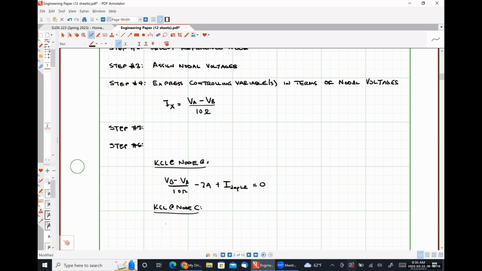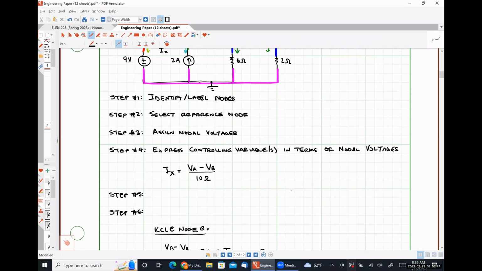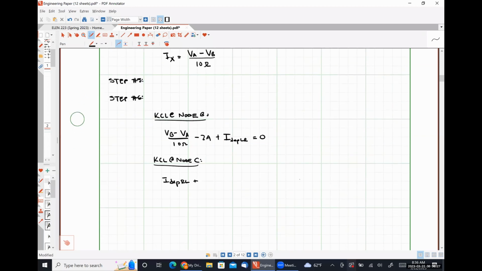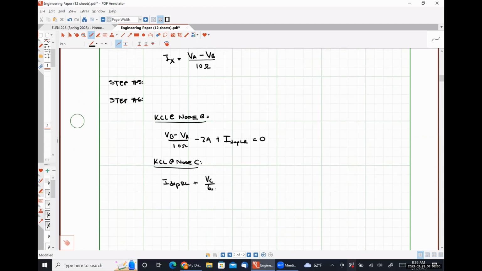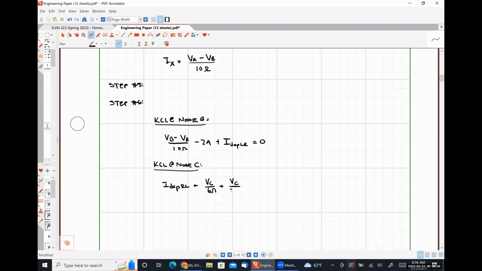And so my current to the left is going to be I dependent from right to left. My current flowing down is going to be VC over 6. And my current flowing down and to the right is going to be VC over 2 ohms. So these two individual KCL equations have that I dependent current in them, but they're flowing in opposite directions, right? So what I'm going to do is add these KCL equations together.